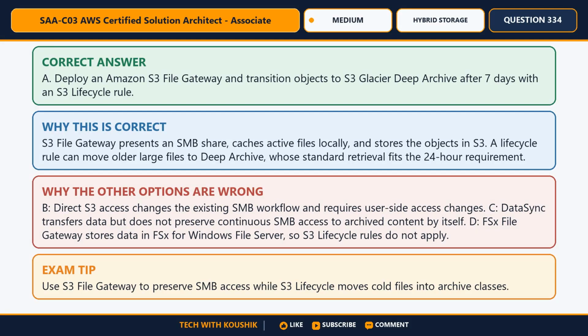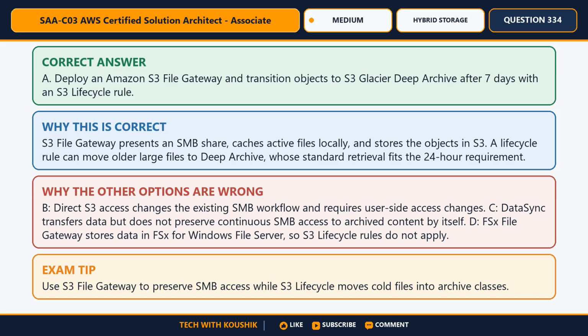The correct answer is A. Deploy an Amazon S3 File Gateway and transition objects to S3 Glacier Deep Archive after 7 days with an S3 lifecycle rule. Here's why. S3 File Gateway presents an SMB share, caches active files locally, and stores the objects in S3. A lifecycle rule can move older large files to Deep Archive, whose standard retrieval fits the 24-hour requirement. Why are the other options not correct?